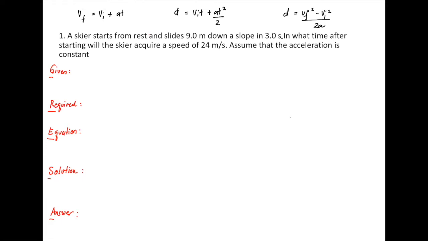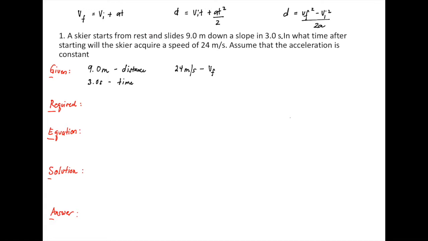So let's try to have our given. We have here 9 meters down the slope in 3 seconds, and this will represent the distance. Next, we have here 3 seconds, and then this will represent the time. And we have another here, 24 meters per second. This will represent our final velocity.